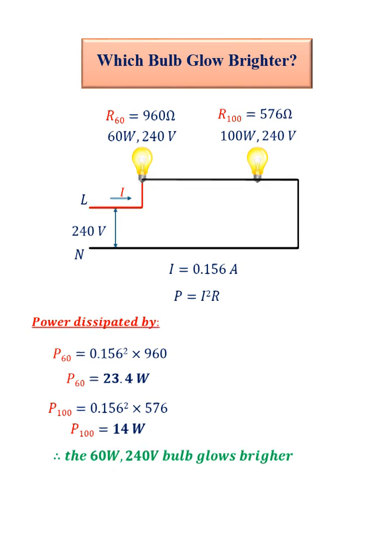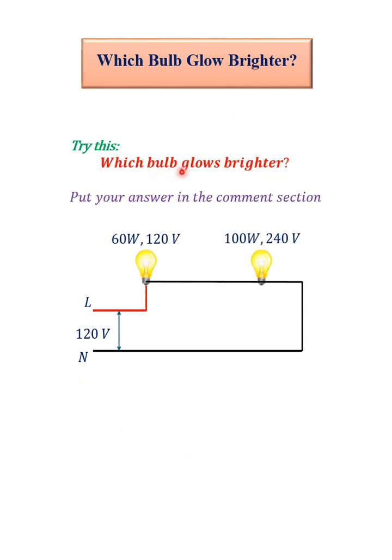Here it is. Try this. Which bulb glows brighter in this situation? Please put your answer in the comment section. I have changed the ratings of the 60 watt bulb to a 120 volts bulb, while the 100 watt bulb remains at 240 volts. But these two bulbs are now connected in series across a 120 volt supply. Determine which of these bulbs will glow brighter, and feel free to use the comment section.